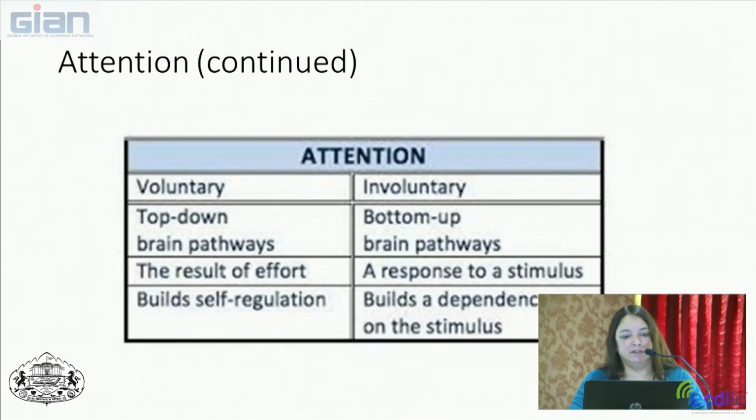And again, voluntary attention, on the left column, the top-down brain pathways, is the result of effort, and it helps us to build self-regulation. Involuntary attention, which is the bottom-up, is a response to a stimulus, and it can help us to build a dependence on the stimulus. So if we hear something over and over, we might start getting afraid of it, or we might just start incorporating it into our environment and ignore it.